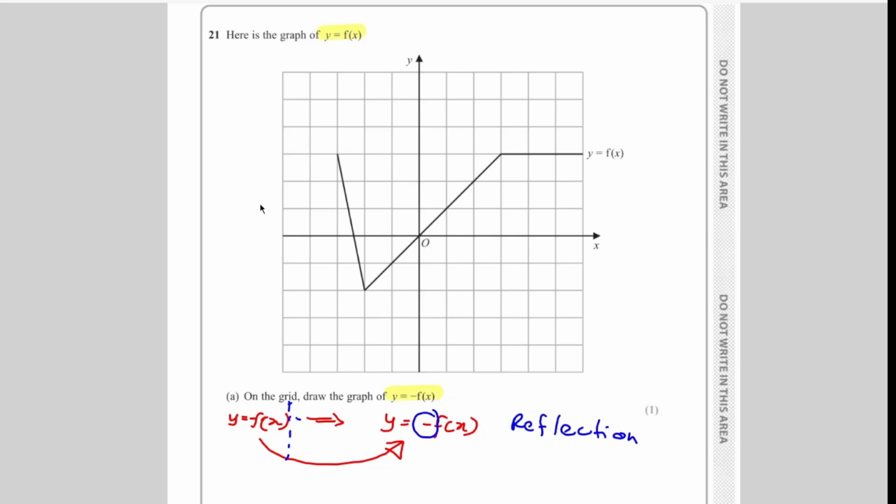Let's see how to know where the mirror is to be placed. There should be a position where this mirror is placed. Now this is minus f of x. So the minus sign says there is a reflection. Not only that, this minus sign says where you have to place your mirror.